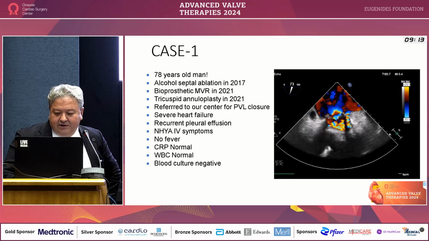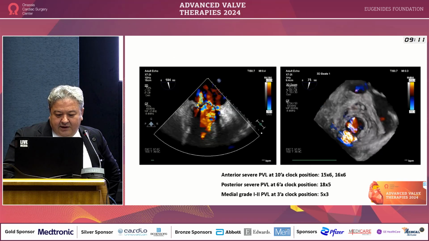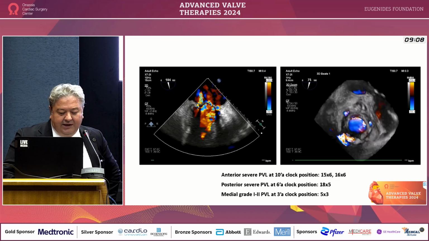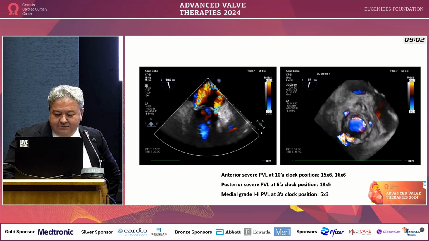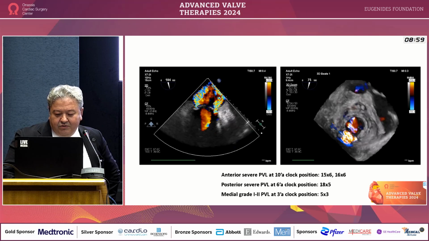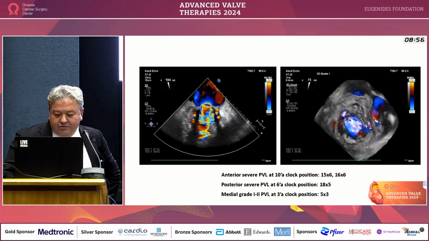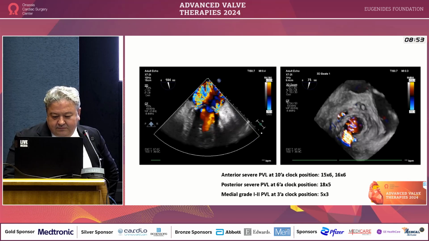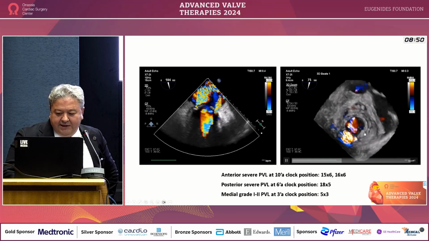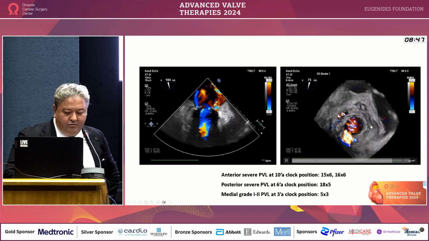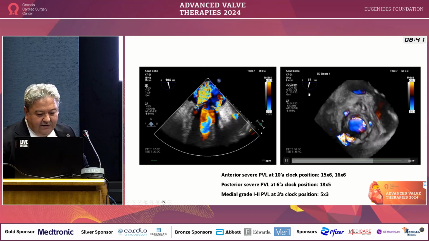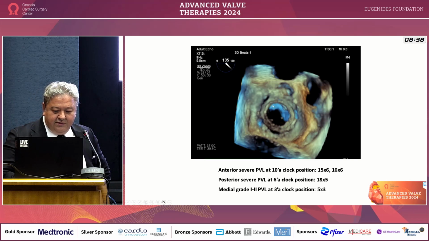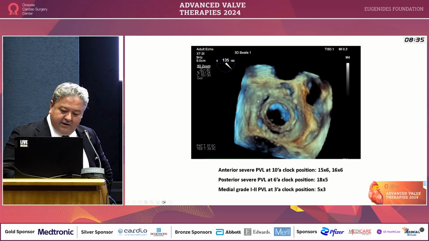You can see here the severity of the paravalvular leaks. There is an anterior severe paravalvular leak at the 10 o'clock position, measured as 15 by 6 or 16, and a posterior severe paravalvular leak at the 6 o'clock position, 18. Medial paravalvular leaks are grade 1 and 2, but the anterior and posterior leaks are very severe and large. It is not a full dehiscence, but a very large paravalvular leak, one here and one here.